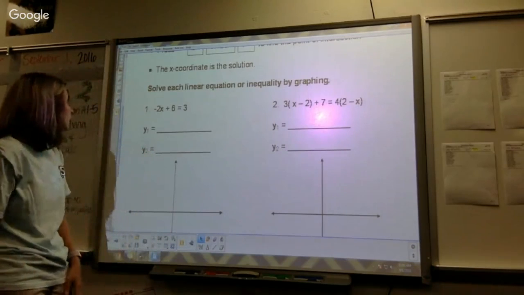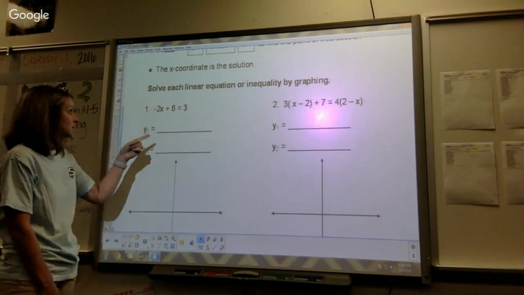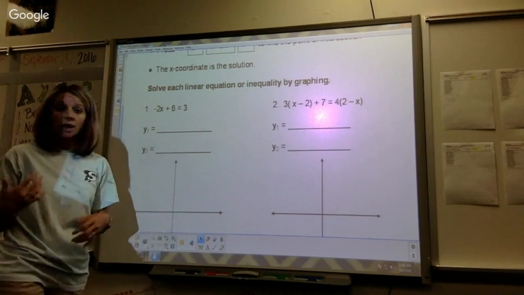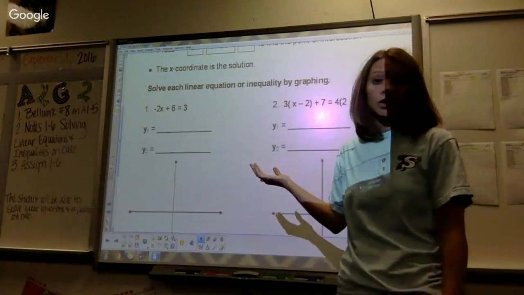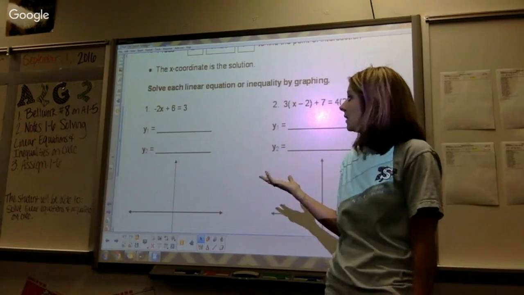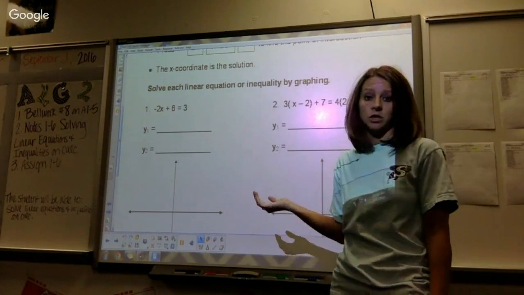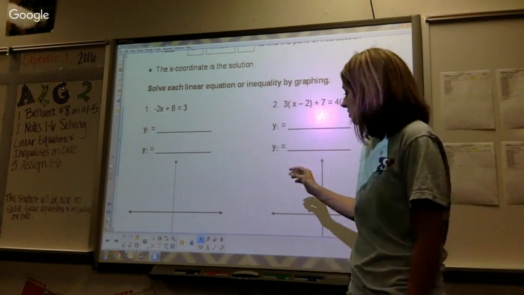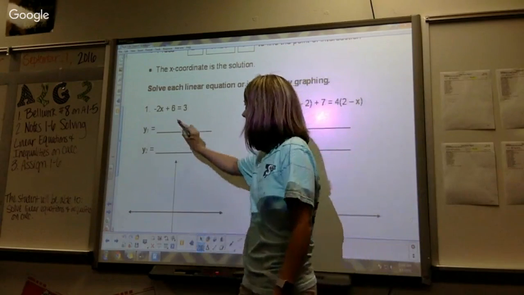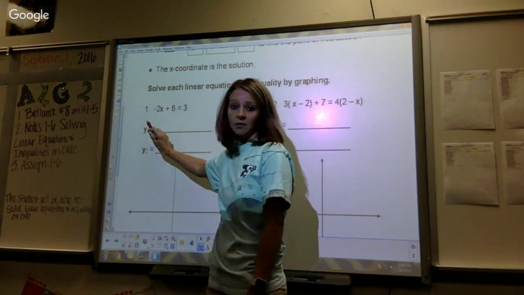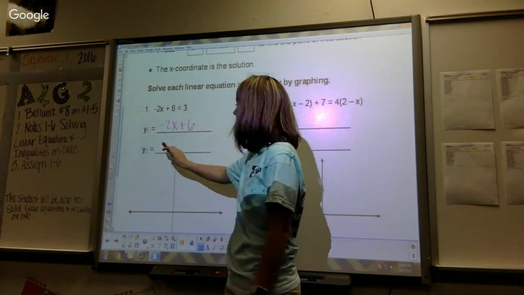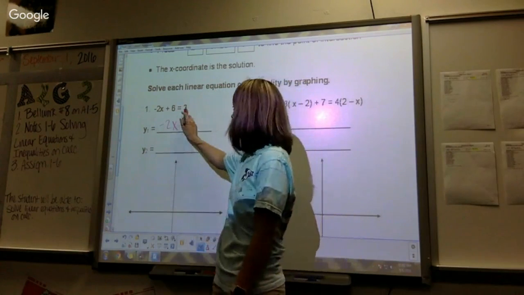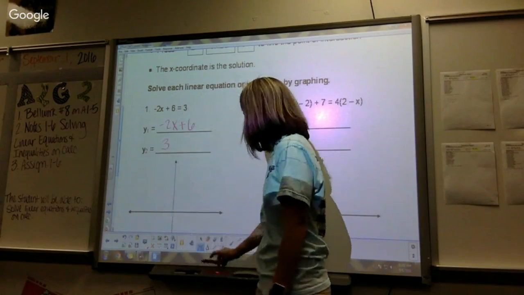Okay, so number 1, it says negative 2x plus 6 equals 3. So algebraically, we would normally subtract the 6 over on the right side, and then we can divide. Okay, but today we're just going to do it on the calculator. So in y1, you're going to type in the left side of your equation, so negative 2x plus 6. And then in y2, you're going to type in the right side, which is 3.